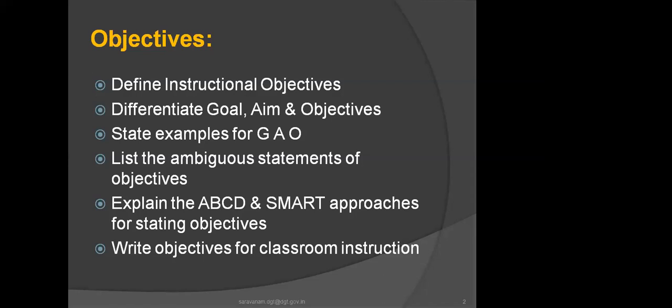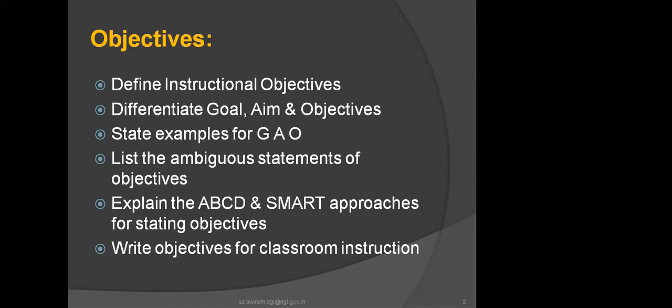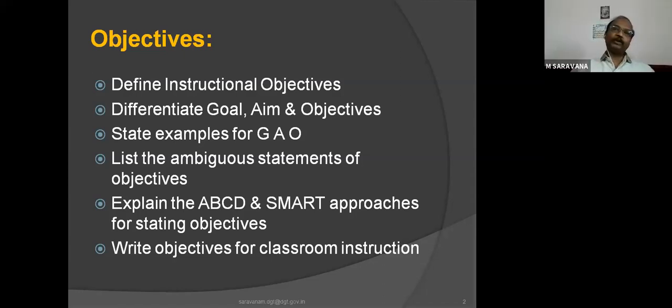Sir, in the demonstration plan, it is said that only one objective we have to write. No, one skill, one particular skill will have so many tasks. So all the tasks can be written as objectives. So at least 4 objectives we should have. Minimum 2 to 4 objectives we should have.